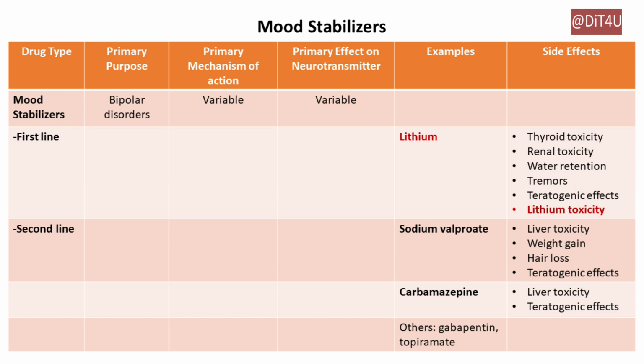Let's look at mood stabilizers. The primary purpose of all mood stabilizers is bipolar disorder, right? Mechanism, we don't really know. Neurotransmitter, also we don't really know. So the first line mood stabilizer, the drug of first choice, is lithium, always.